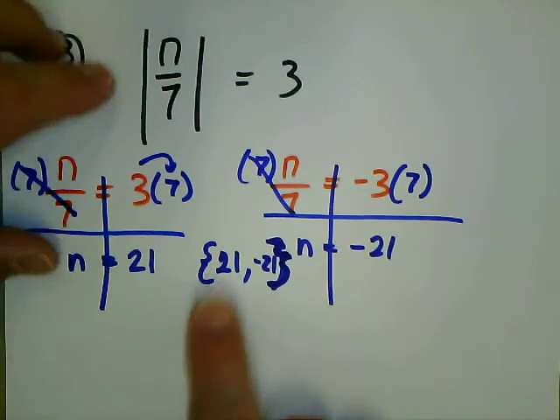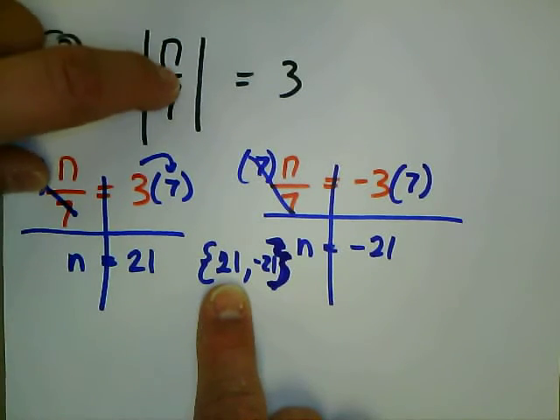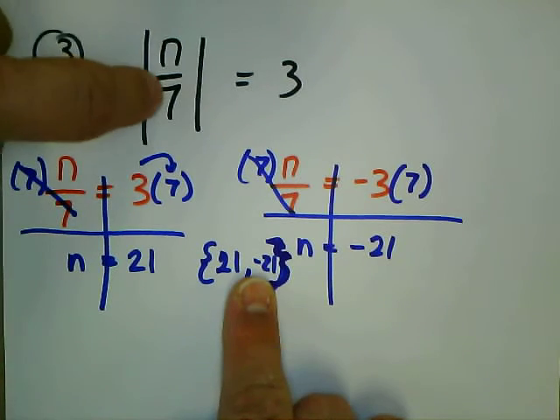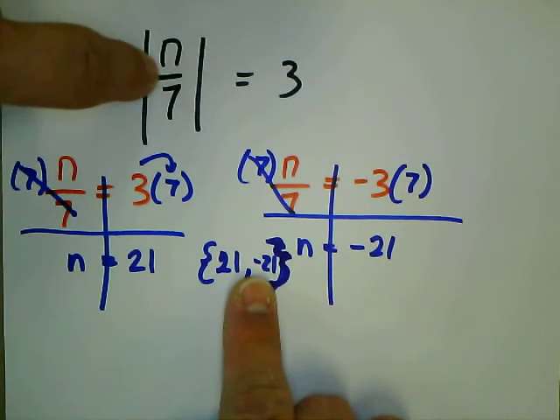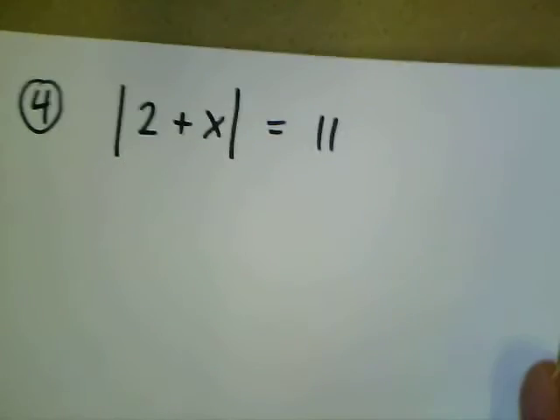If I put that up there and I put 21 in here for n, 21 divided by 7 is 3. Absolute value of 3 is 3. It works. -21 divided by 7 is -3. The absolute value of -3 is 3. It works.